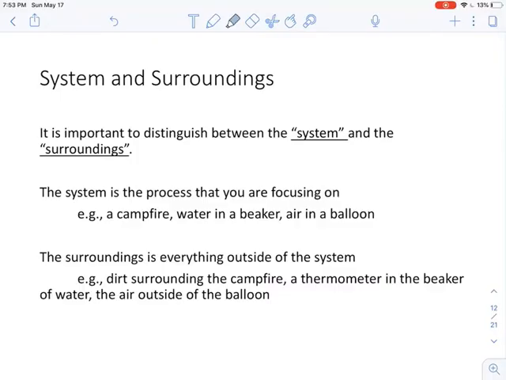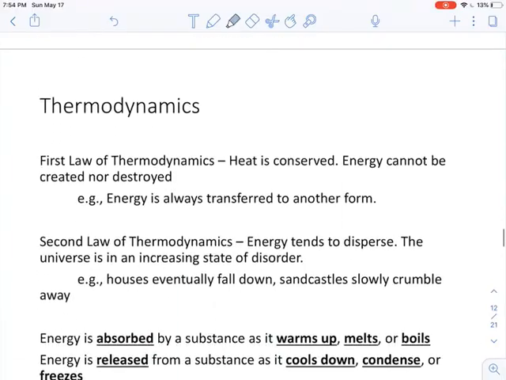So maybe we're focusing on what's the heat in the campfire or the water in the beaker. Not necessarily the beaker, but the water inside it might be the system, and then the surroundings are everything outside the system. So for the campfire, maybe stuff surrounding the campfire, such as dirt, and then for the water in the beaker, maybe in the surroundings we also have a thermometer or the table, etc.